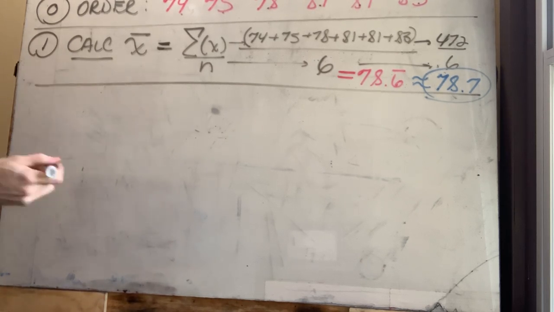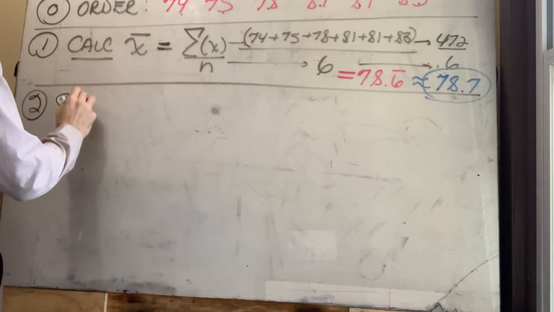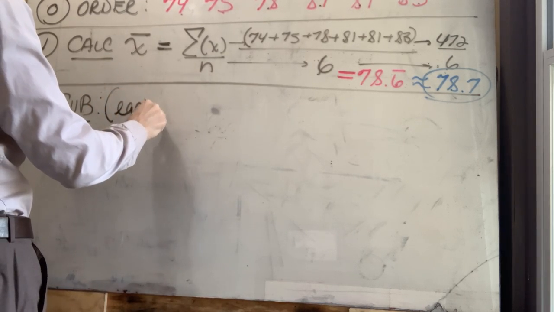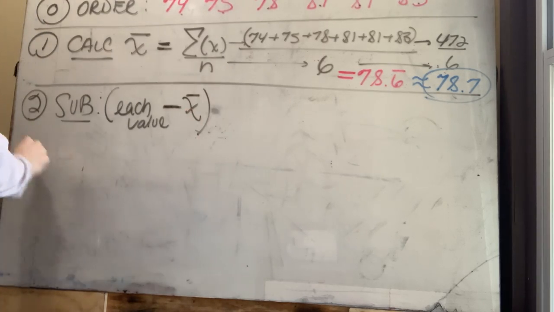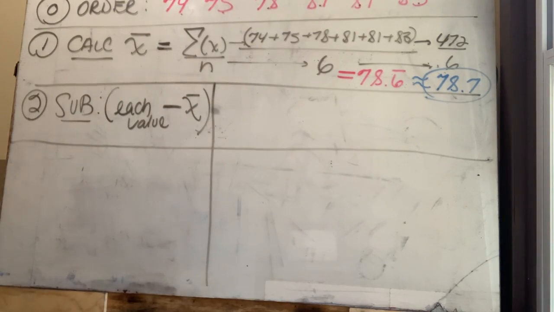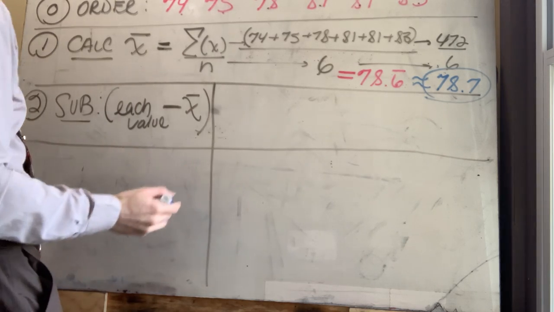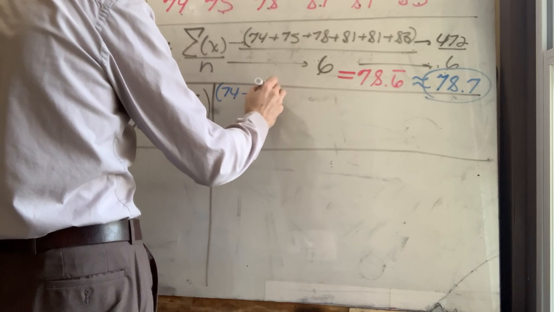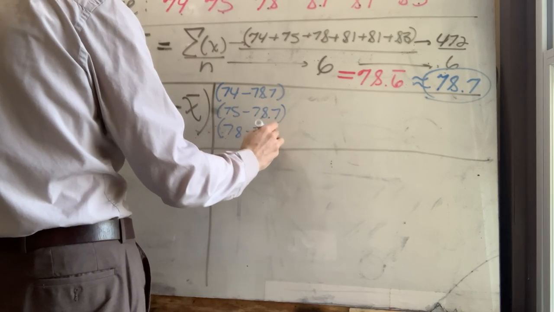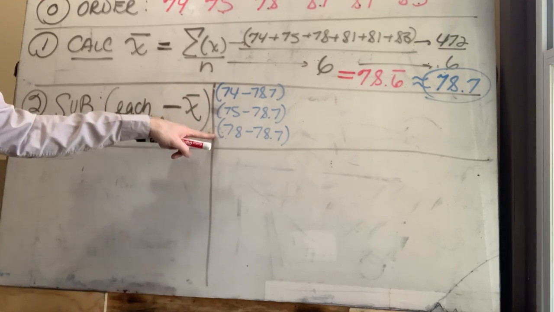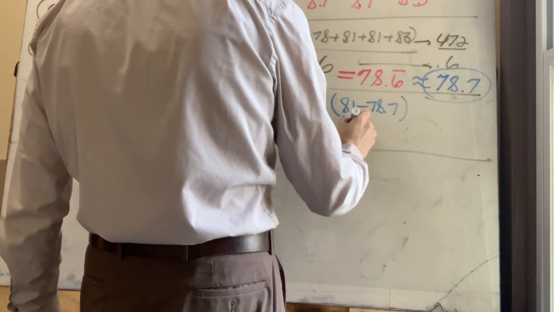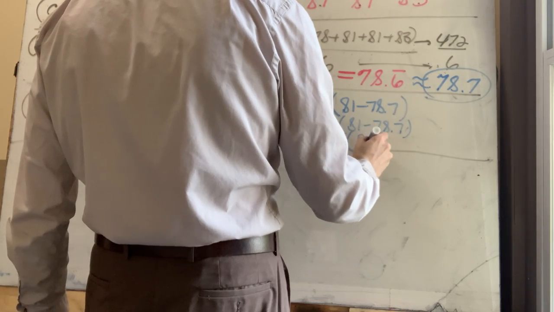Number two, we're going to subtract in this manner. Each value is going to be subtracted by the mean. So I didn't really give you a lot of space for this purpose, but that means that you're going to do this. You're going to take 74 minus 78.7, 75 minus 78.7, 78 minus 78.7. And these three are going to give you negative numbers. Then you're technically doing 81 twice. And then 83 minus 78.7.